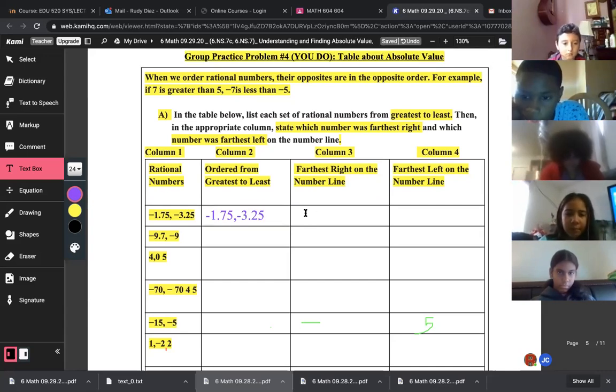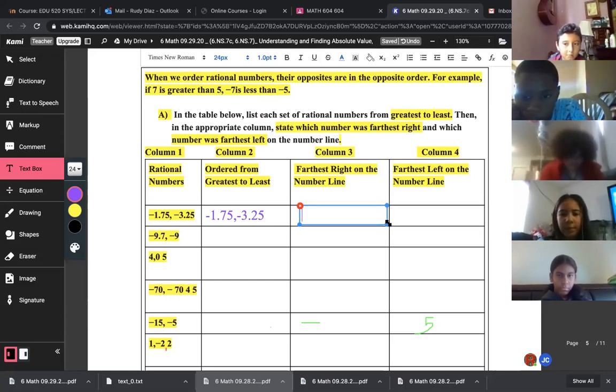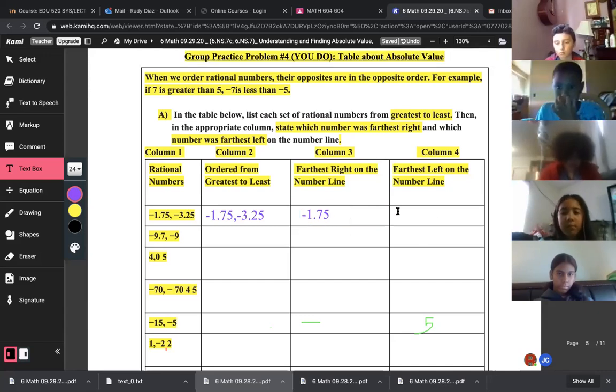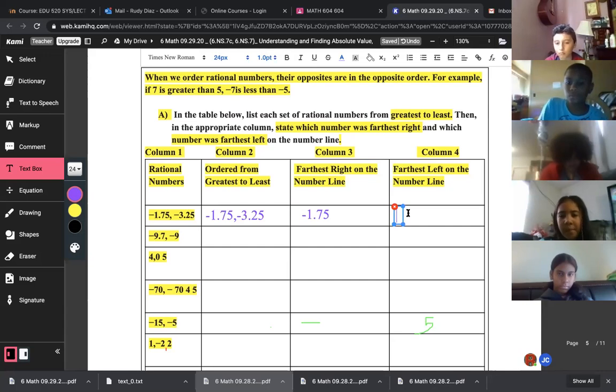Perfect. And now the farthest to the right is going to be what? Negative 1.75. And the reason that is because you only owe $1.75. If you would have told me you owe $3.25, it would have been all the way over here. So the one closest to the right is right here. Does that make sense? Yes, that makes sense. Okay, farthest to the left in this case, meaning the one that you owe the most money in, will be what? Negative 3.25. Perfect. Does that make sense to everyone? Thumbs up if you understood that one.